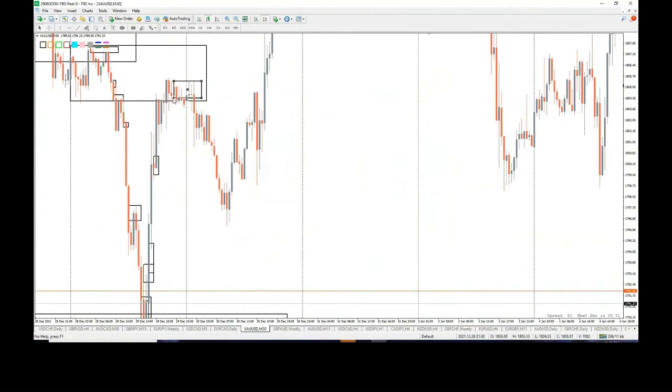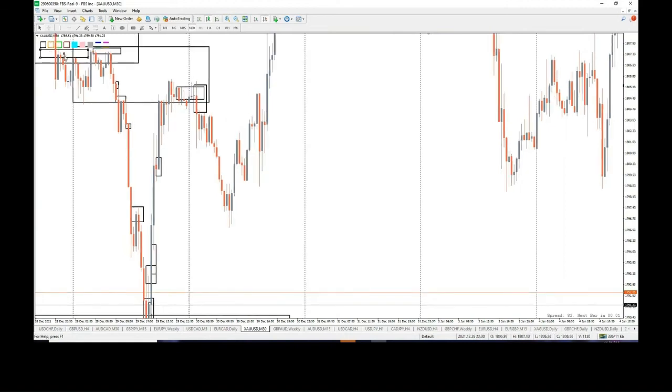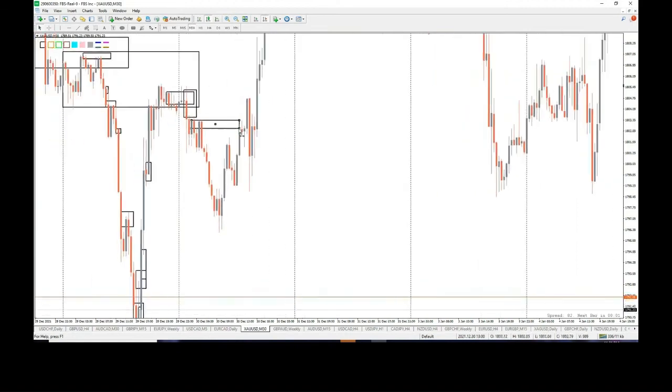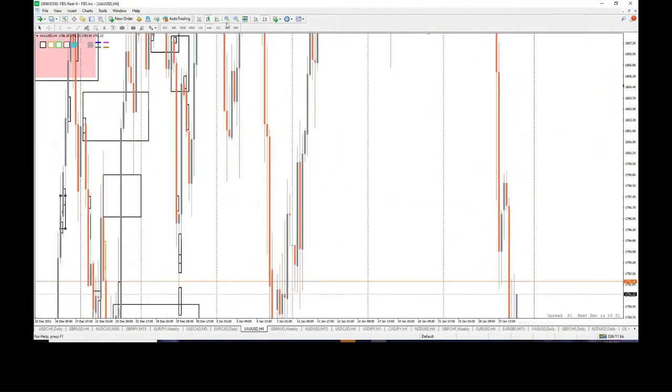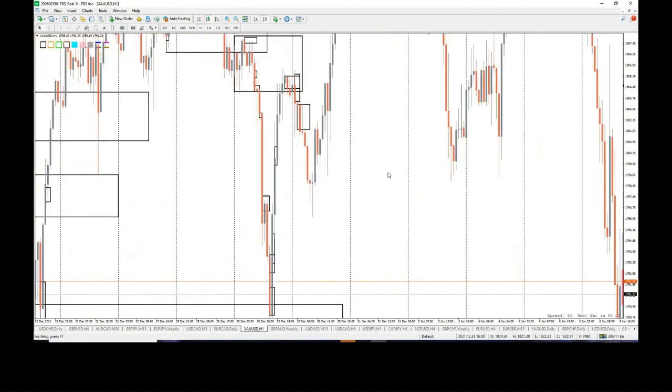If M30, you can have this zone. This is your first entry and this is your second entry. And this is your next entry. And why is the price going back up? Right there, right? Because there's an engulfing fail.